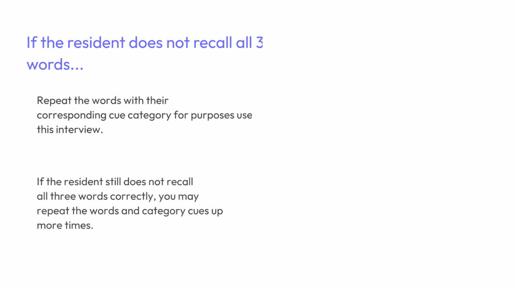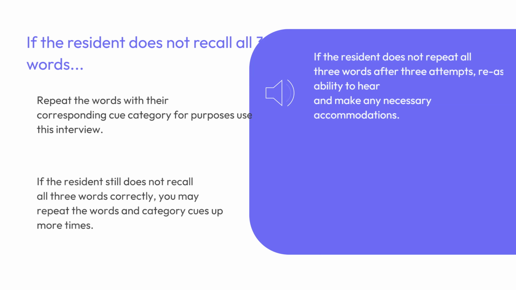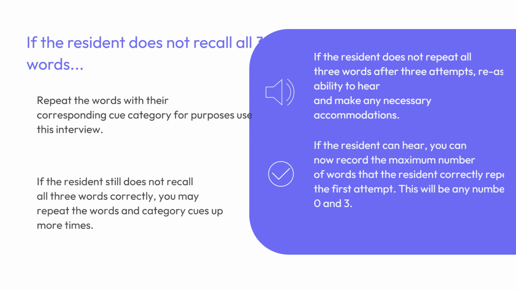If the resident could not recall all 3 words, repeat the words along with their corresponding cue category for purposes used later in this interview. If the resident still does not recall all 3 words correctly, you may repeat the words and category cues up to 2 more times. If the resident does not repeat all 3 words after 3 attempts, reassess ability to hear and make any necessary accommodations. If the resident can hear, you can now record the maximum number of words that the resident correctly repeated on the first attempt. This will be any number between 0 and 3.